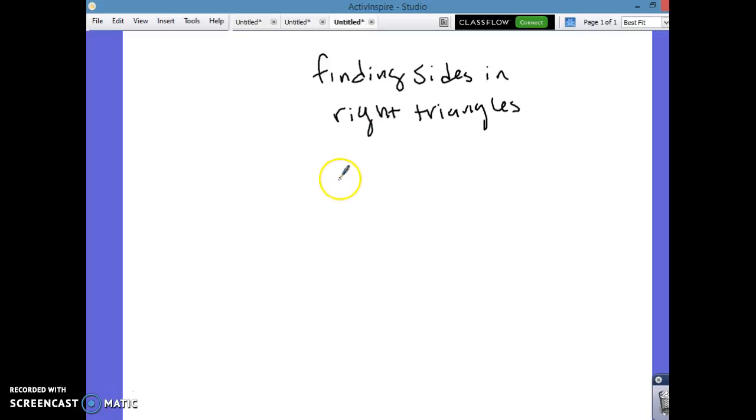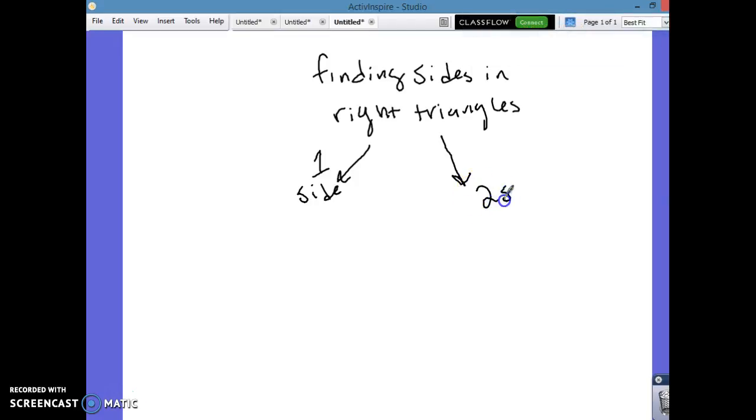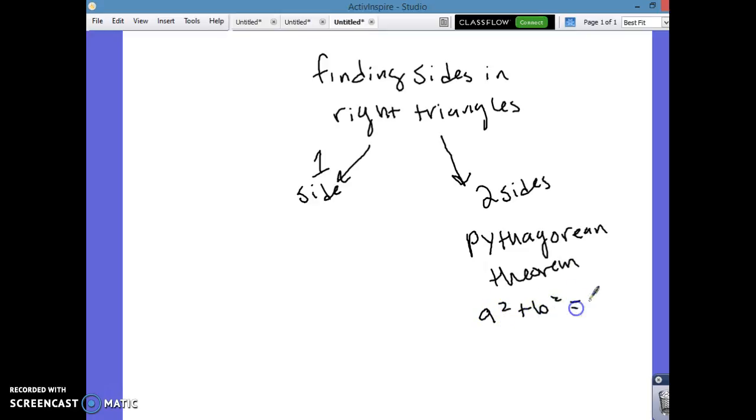There are two styles of ways we can do this, and it's based upon what we are given. If you're given one side, or if you're given two sides. If you are given two sides in a right triangle, it must be a right triangle, then we use the Pythagorean theorem, which again is a squared plus b squared equals c squared.